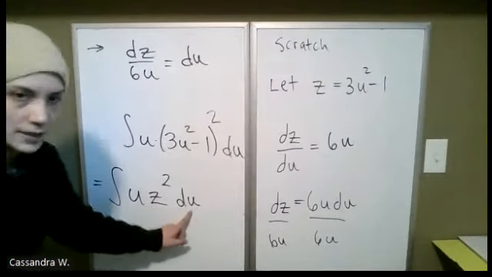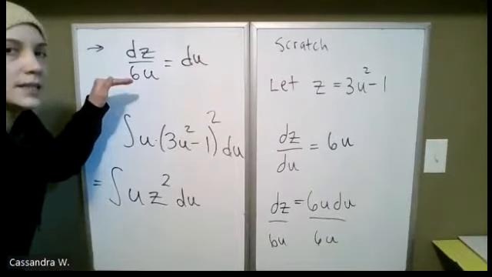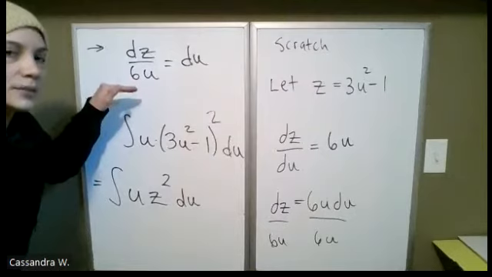And we're going to replace du with dz over 6u.